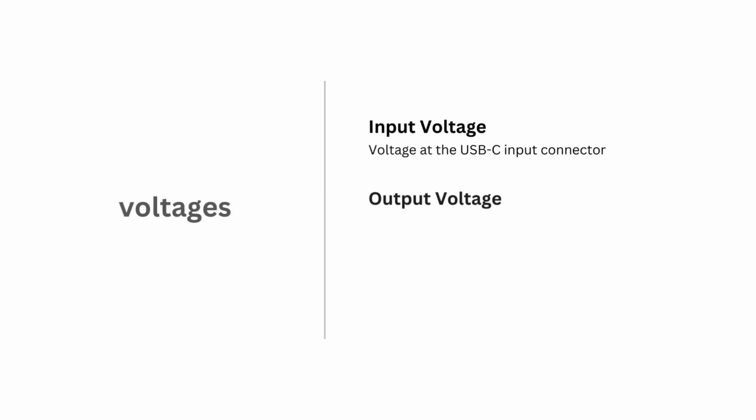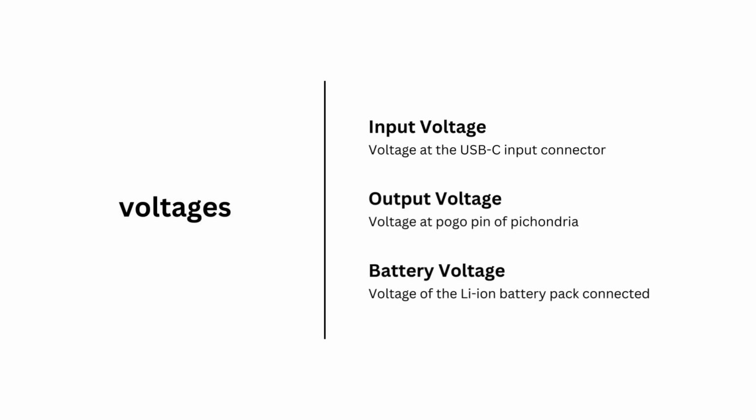Let's learn how to read the voltages in Pichondria, programmatically. There are 3 voltages which can be read over the I2C. They are input voltage, output voltage and the battery voltage.